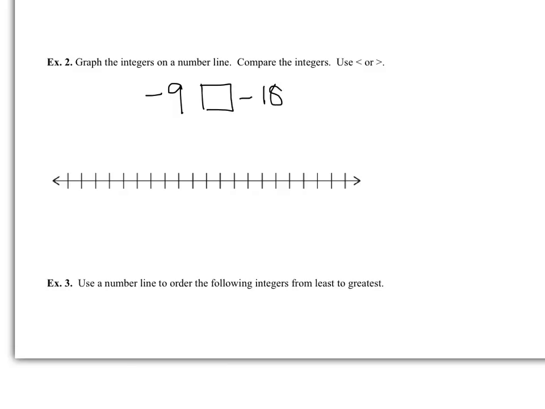I'm going to go ahead and get started labeling my number line, and since I can't get tiny numbers with my stylus, I'm going to label every 5th line. So negative 1, negative 2, negative 3, negative 4, negative 5, 6, negative 7, negative 8, negative 9, negative 10, 11, 12, 13, 14, negative 15.